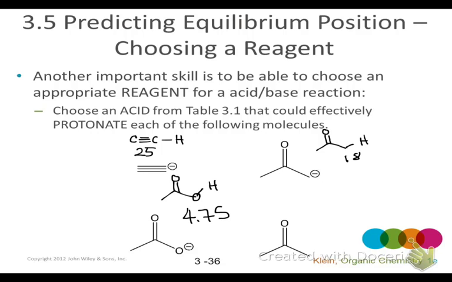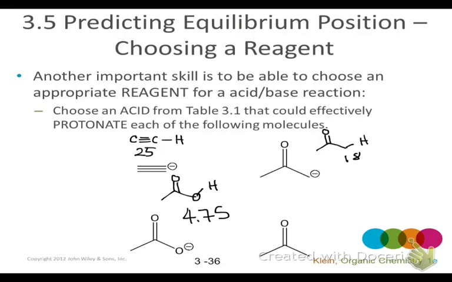Well, if this is 4.75, and because I like simple numbers, this was 6.75, that's 2 orders of magnitude. You'd have a 100-fold favoring of the product over the reactants. That's the magnitude of the difference in the equilibrium constants. So if I use sodium hydroxide and get 15.75, let's say 15.75 minus 4.75, then it would be 11. So it's 11 orders of magnitude favoring the product. We'd have essentially a complete conversion of this to its conjugate base.